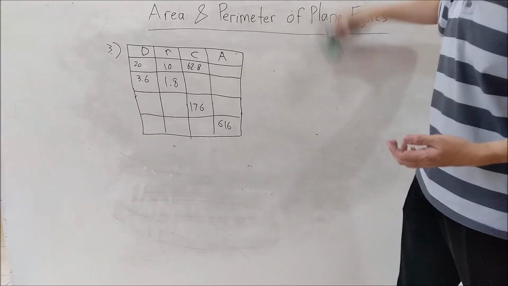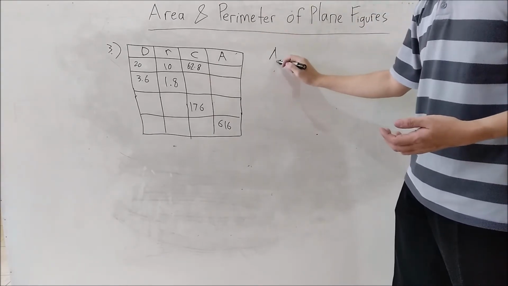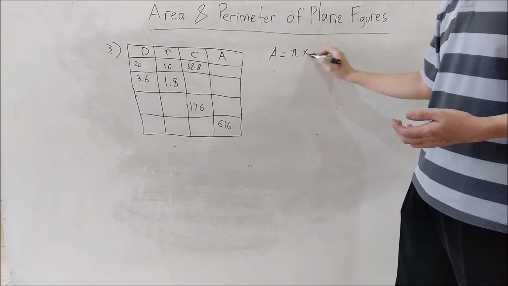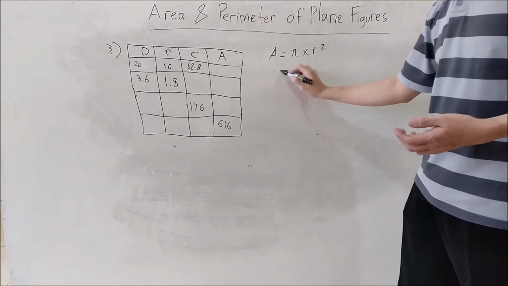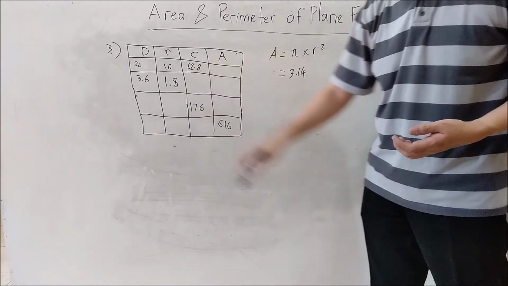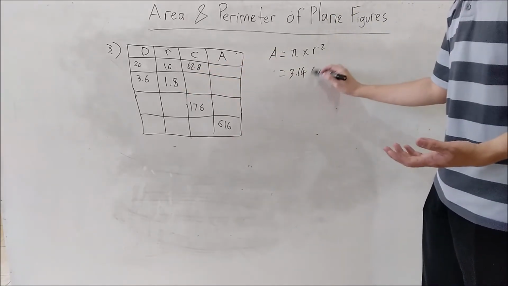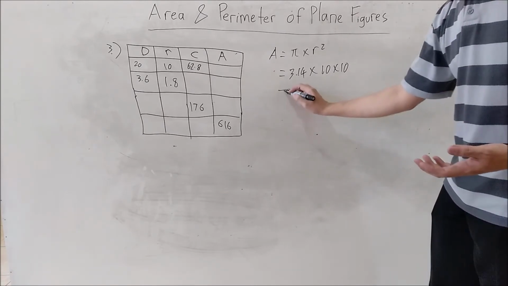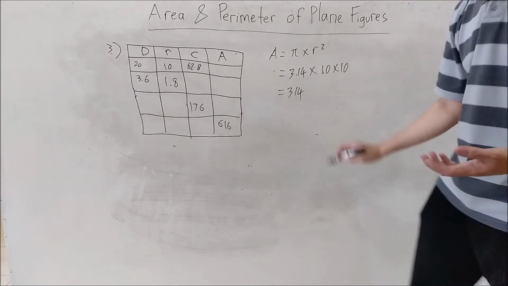And then now let's get into the area of the circle. The area will be pi times r square. So the pi itself will be 3.14 since the r is 10, not divisible by 7. And then times 10 times 10 will be 314.